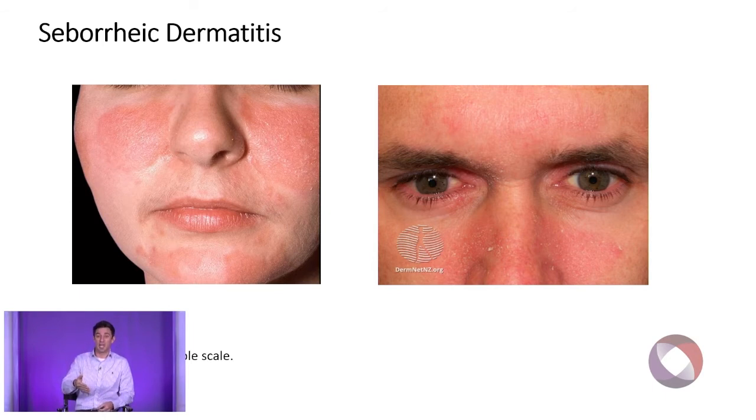That's the inducible scale. You're still not sure? Take 2 thumbs, rub the sides of their nose and their face. If you get inducible scale, that's seborrheic dermatitis. Case closed, bring in the next patient. It doesn't mean that they don't have concomitant conditions in other places, but they definitely have seborrheic dermatitis.